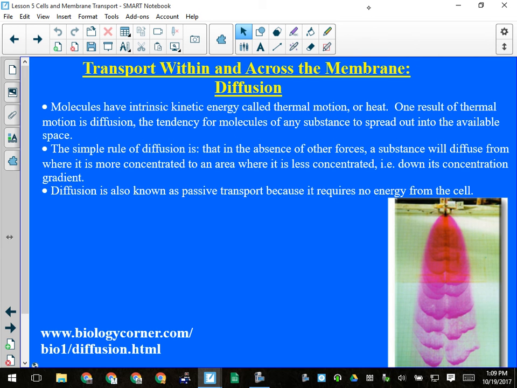All right, so yesterday we got through all the parts of the cell and what they do, and we just kind of started diffusion. So I'm going to start diffusion over again. Okay, go over what diffusion is, why it's important. We'll move on to osmosis and active transport.